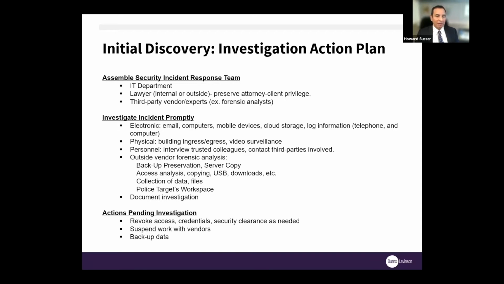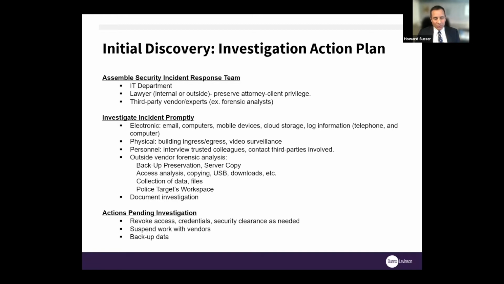And you want to document everything as you're investigating. This is all possibly leading to a civil lawsuit or even a criminal investigation. So you have to kind of do a Law and Order kind of investigation of getting all of this data.